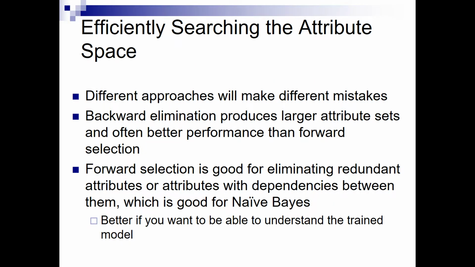Now, different of these approaches will make different mistakes. So we've talked, and when I say different approaches, I mean forward selection versus backwards elimination. Backwards elimination will produce larger subsets of features. And oftentimes, it's going to perform better in the sense that it has less of a danger that you're going to throw away something important that you actually need, which means it's more likely to include all of the features that you need in order to build your optimal model. However, it's less efficient because you will end up possibly leaving in some features that you don't really need.